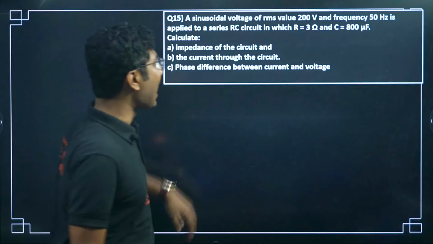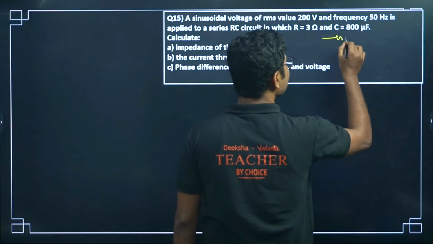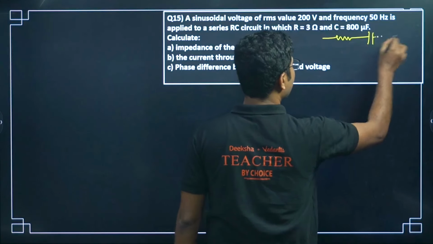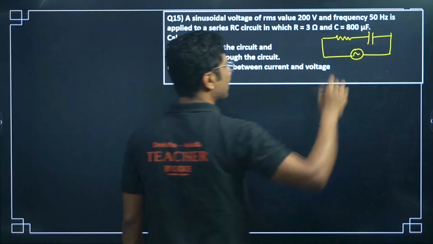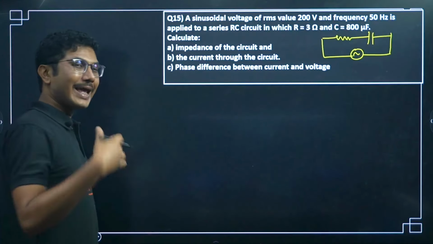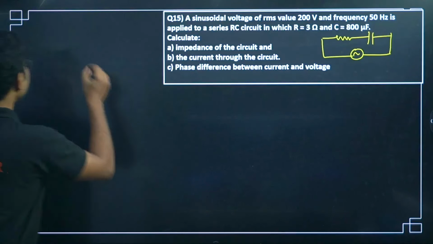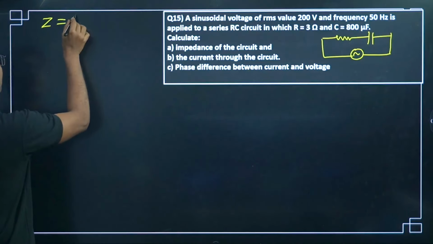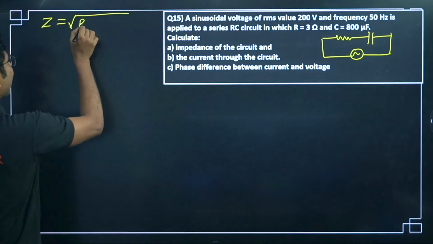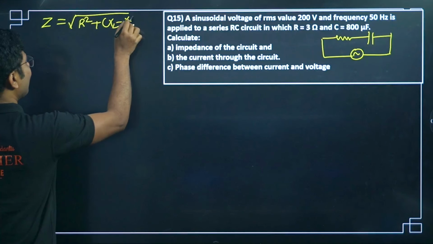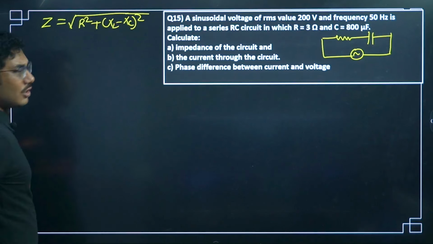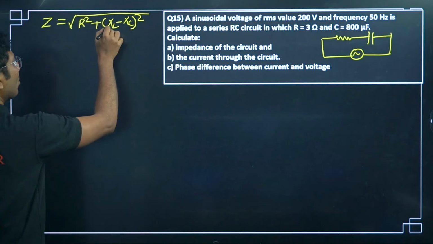So, here we have an RC circuit. RC circuit means a resistance and a capacitor. Only these two are connected across an AC source. This is an RC circuit. So, no L is there. So, what will be the impedance formula? Impedance formula, if you remember, was the square root of R square plus XL minus XC whole square. That is the general formula. Do we have to remember a separate formula? No.